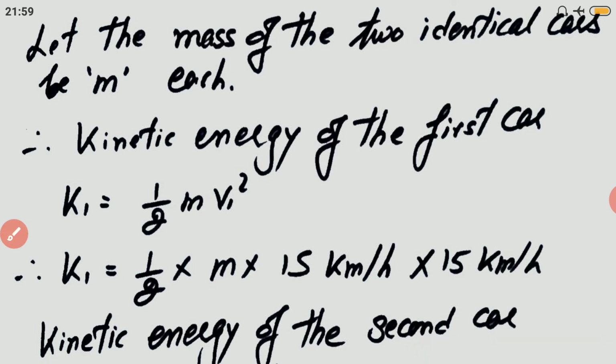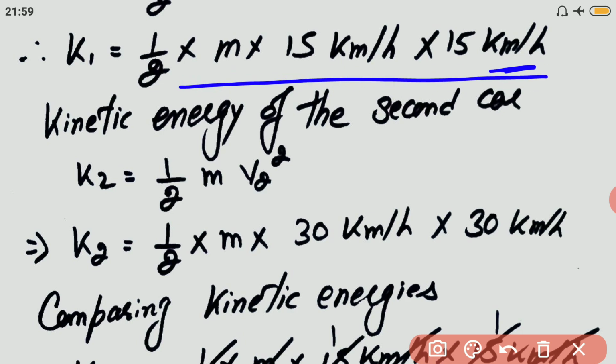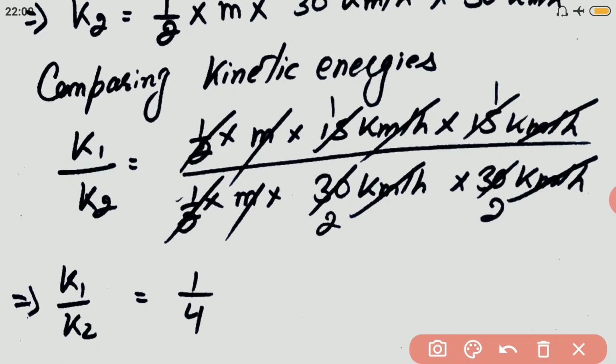Now for the kinetic energy of the second car, I am not multiplying, because they can get cancelled. I am not multiplying all this right now. So the kinetic energy of the second car, K2, equals half m V2 square. So K2 equals half into m into 30 km per hour multiplied by 30 km per hour. Now comparing these two kinetic energies, that is K1 upon K2. K1's value was half m 15 multiplied by 15, right? And K2's value is half m 30 multiplied by 30.